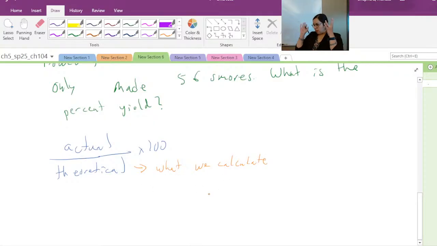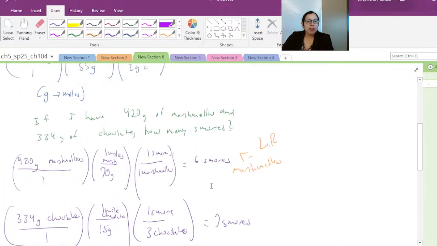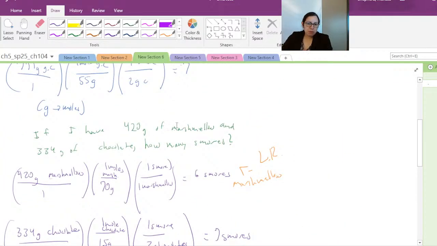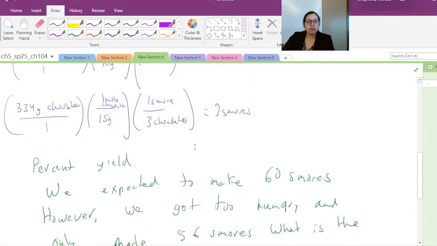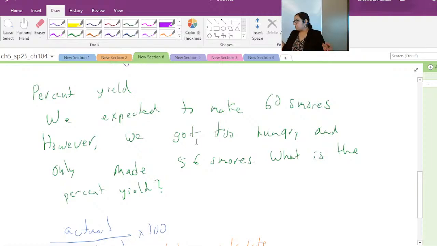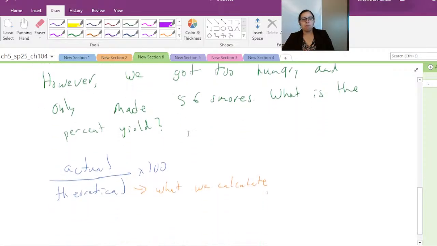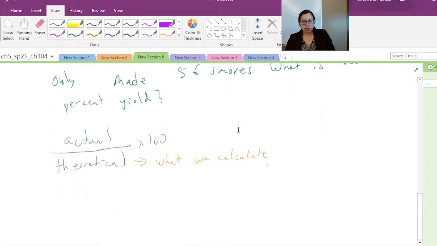Usually you're given some sort of problem, just like we saw up here, that we had 420 grams of marshmallows, 334 grams of chocolate. You calculate your theoretical yield. We figured out theoretically we should have 6 s'mores, but then the actual, you have to be given. It's either what happens in lab, where you would record what you actually have in hand, or otherwise it's given to you, like in this problem. So we can work through this one together.